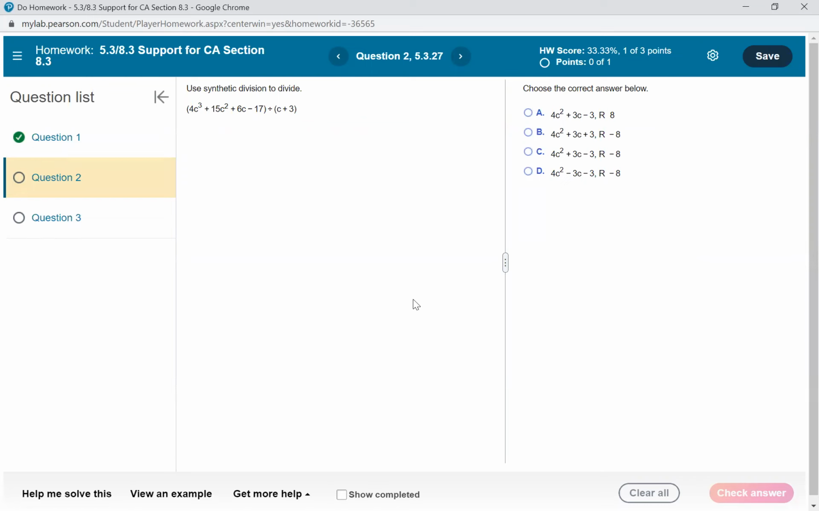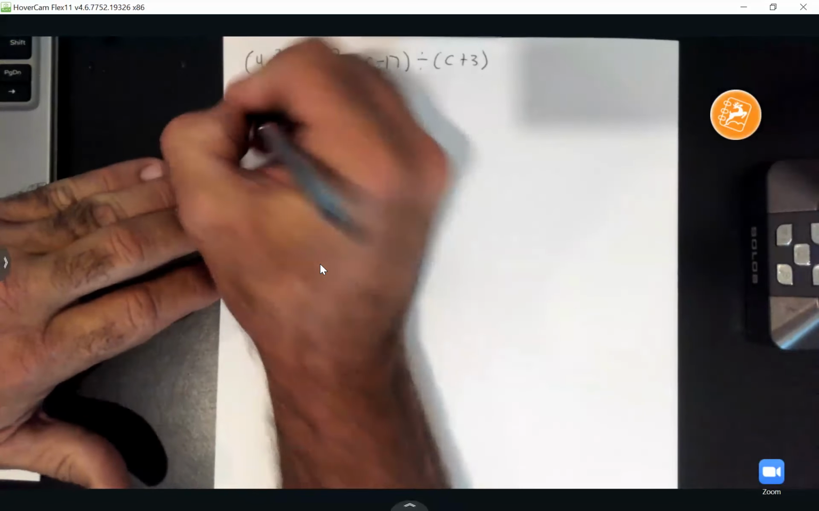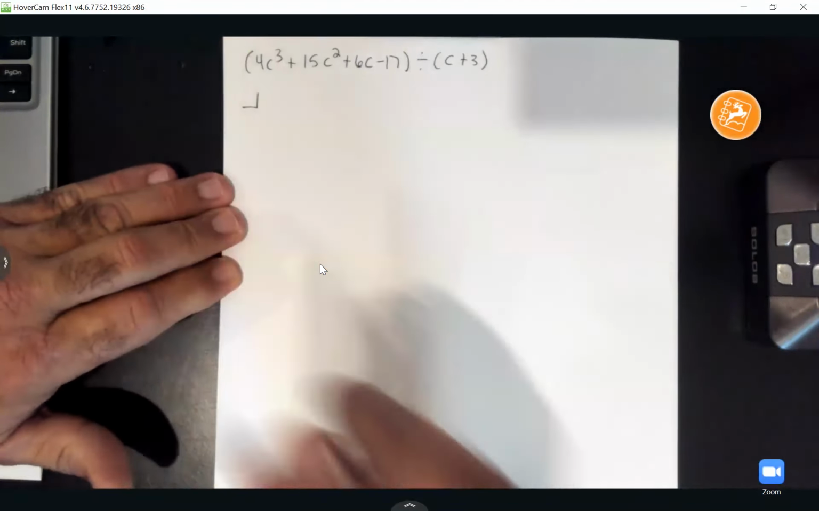So let me write this down. So we got 4C to the third plus 15C squared plus 6C minus 17. And we're going to divide that by C plus 3. All right, y'all. So I'm going to go to my pad and see what we do here. So for this one, what will my C be?